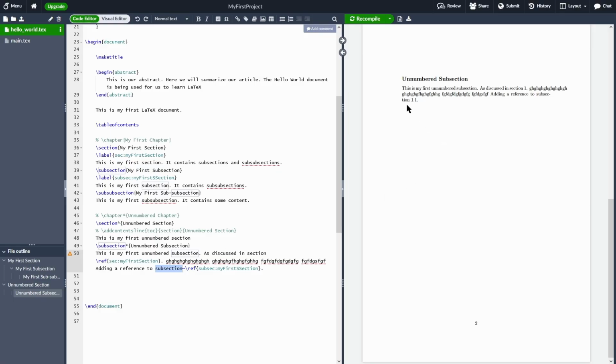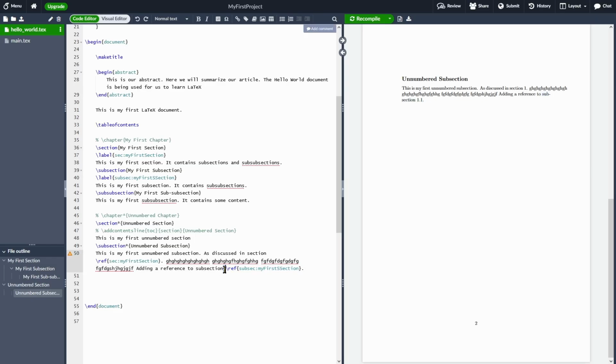note that subsection 1.1 is now considered as one entry. The initial split that we have is no longer applicable. I can just remove few more characters here from my dummy sentence and compile. It always ensures that subsection and the corresponding number is treated as one phrase.